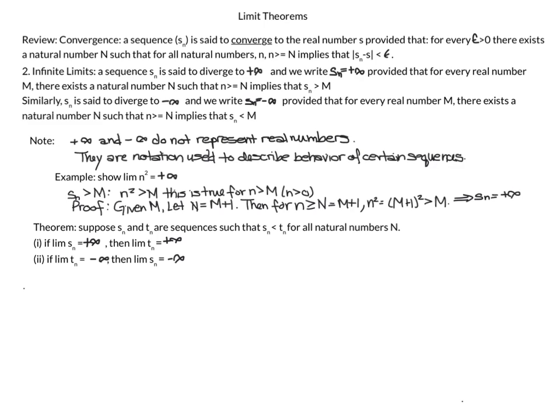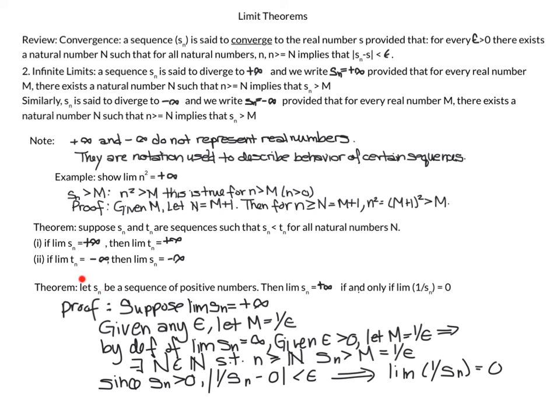And then we have this theorem: if Sn and Tn are sequences and all Sn are less than Tn, then if the limit of Sn is equal to positive infinity, since Tn is larger, its limit is also positive infinity. If the limit of Tn is negative infinity, since Sn is smaller, its limit must also be negative infinity. Here I have another theorem: let Sn be a sequence of positive numbers, then the limit of Sn is equal to positive infinity if and only if the limit of 1 over Sn is equal to 0. I'm not going to go over the proof, but I do have it here for your reference.